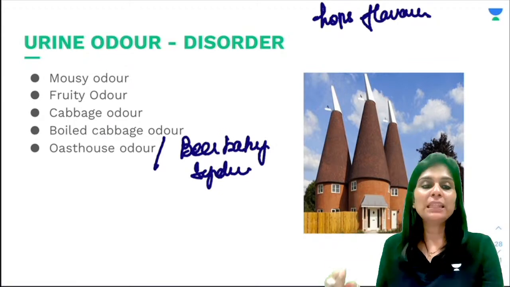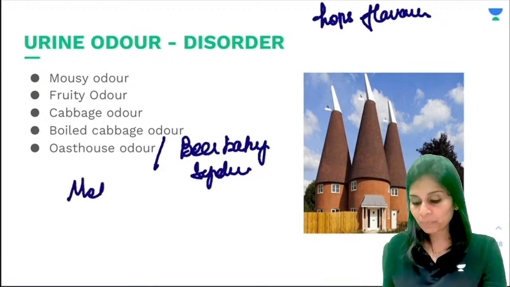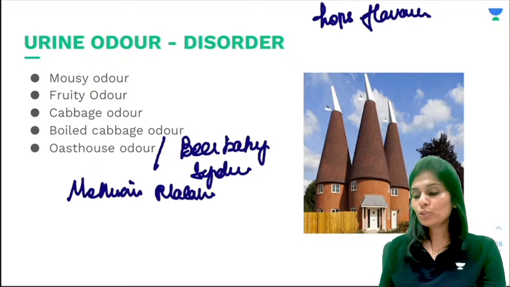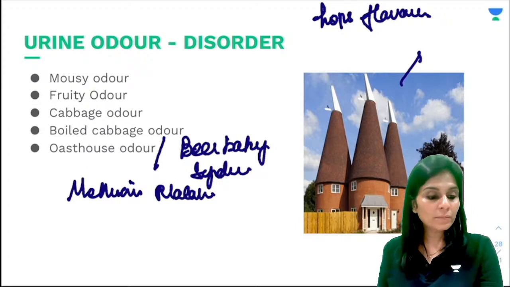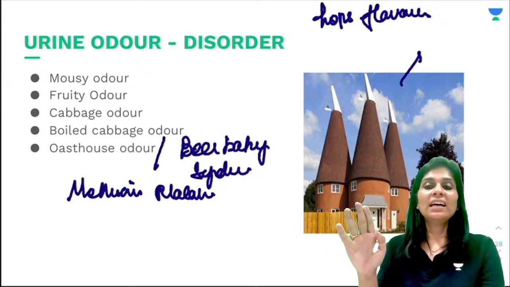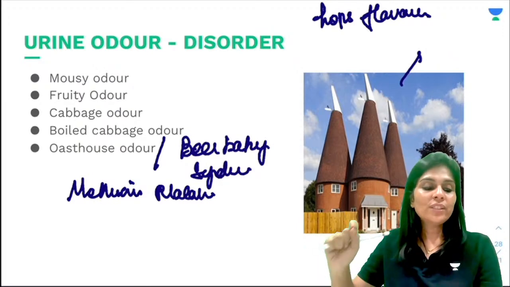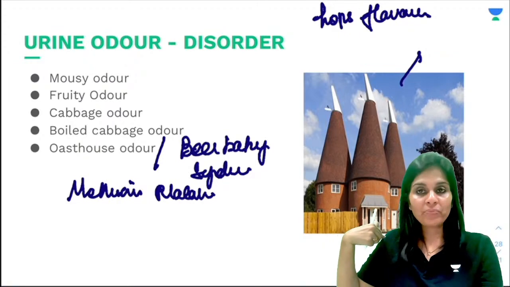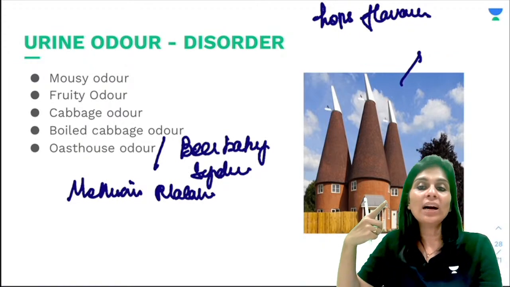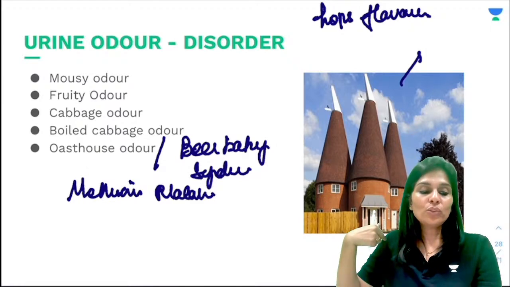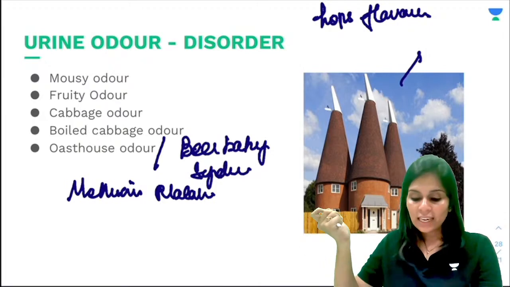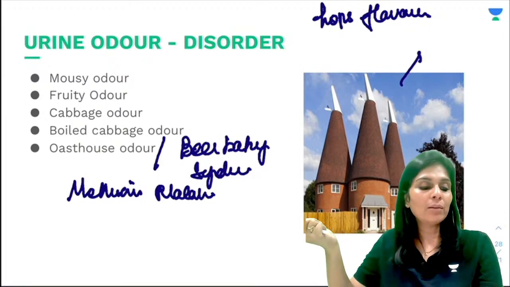And what is this due to? Because of methionine malabsorption. And I want you all to remember this image. In this image, do you see blue skies and white clouds? Yeah. So use this to remember that in Oast house syndrome, children present with white skin and blue eyes. Do you understand this? Oast house syndrome will present with white skin and blue eyes. And what is this syndrome due to? It is because of methionine malabsorption.